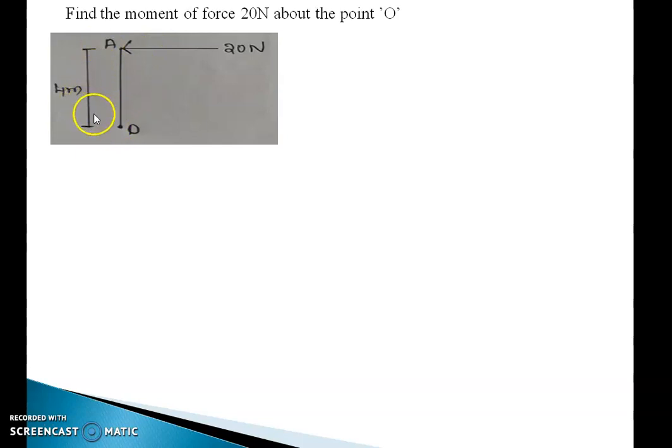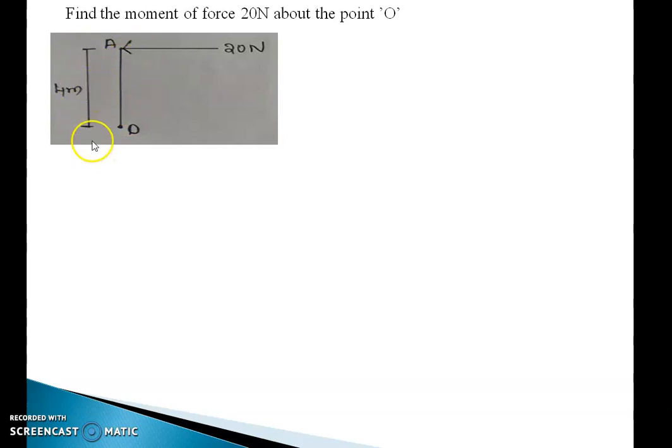So the moment about O is given by force, which is 20 Newton, into perpendicular distance. The force is horizontal, so the perpendicular distance is the distance between the moment center and the line of action of force in the vertical direction. If the force is vertical, take the perpendicular horizontal distance. If the force is horizontal, take the perpendicular vertical difference between the moment center and the line of action of force. It is 4 meter.